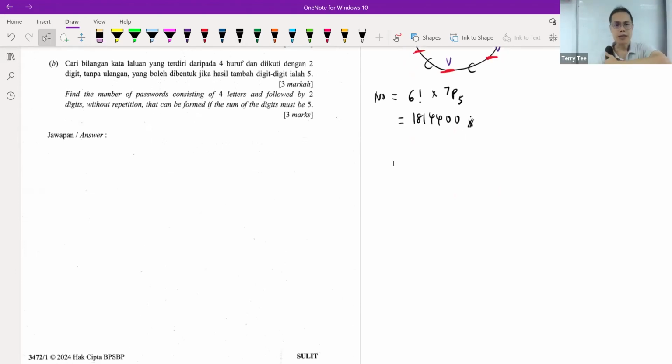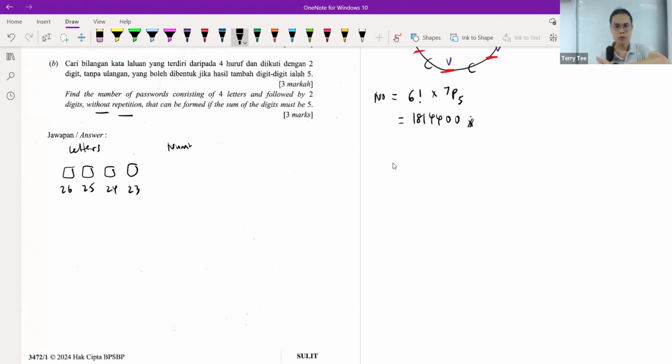Find the number of passwords consisting of 4 letters followed by 2 digits without repetition that can be formed if the sum of the digits must be 5. Picture this. If you want to choose a password with 4 letters, how many letters do you have in the alphabet, A to Z? We have 26 letters. So this will be 26. Now, the question says without repetition. That means if you put letter A, I can't put letter A anymore. Reduce by 1, 25. Next one, reduce by 1, 24, and 23.